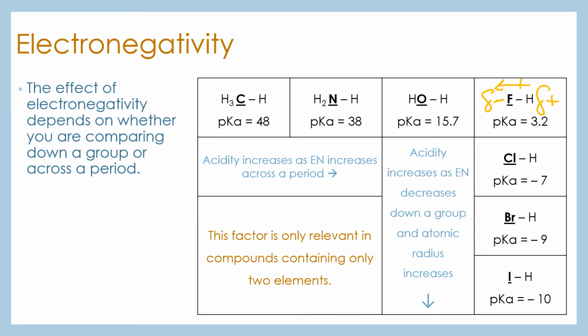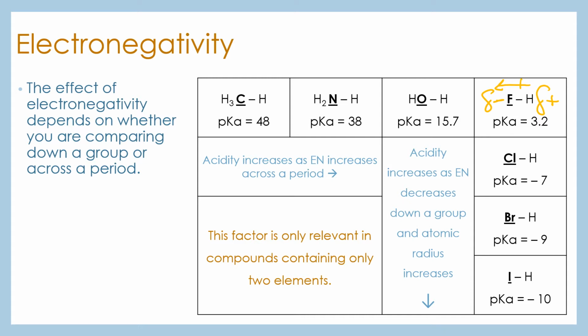Notice also that we're just swapping out the atom that the hydrogen is attached to. So we go from carbon to nitrogen and our pKa drops 10 points. From nitrogen to oxygen, we drop 20 points. And then going down to hydrogen and fluorine, we drop another like 12 points. So these changes in acidity are significant.